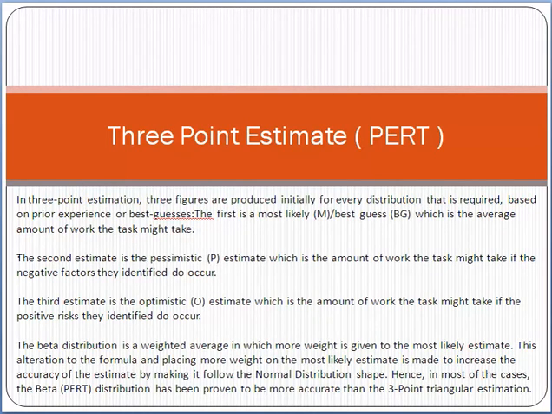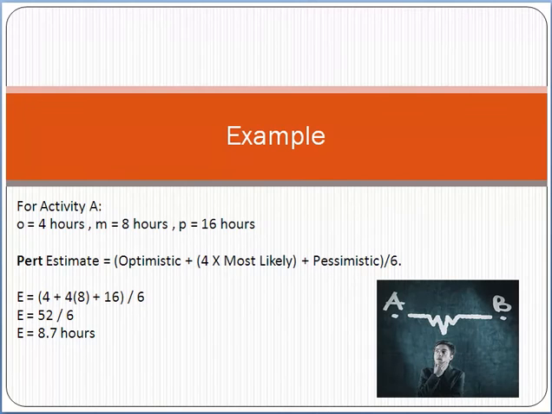Now coming towards an example of PERT. PERT basically says, for example, take the same example of activity A, payment module building. Optimistic is 4 hours, most likely is 8 hours, and pessimistic is 16 hours. Optimistic means no issues, ideal condition. Most likely means average condition, and pessimistic means problems, issues, negative factors are there. So the PERT formula is optimistic plus 4 times most likely plus pessimistic, divided by 6. This is the formula of PERT.